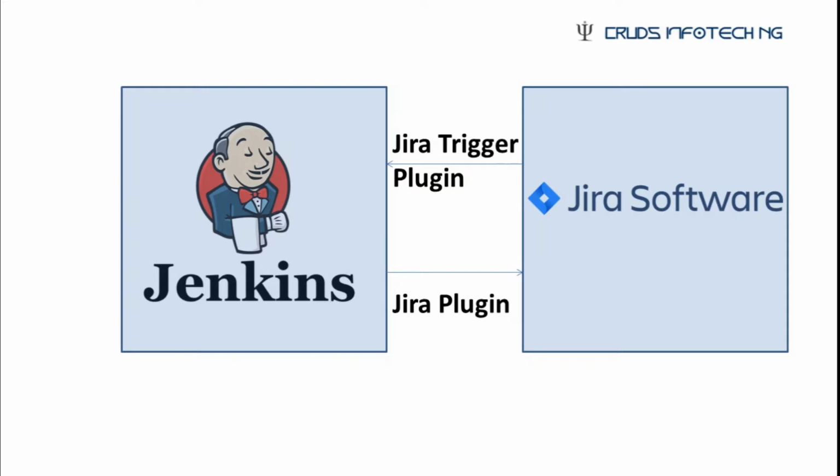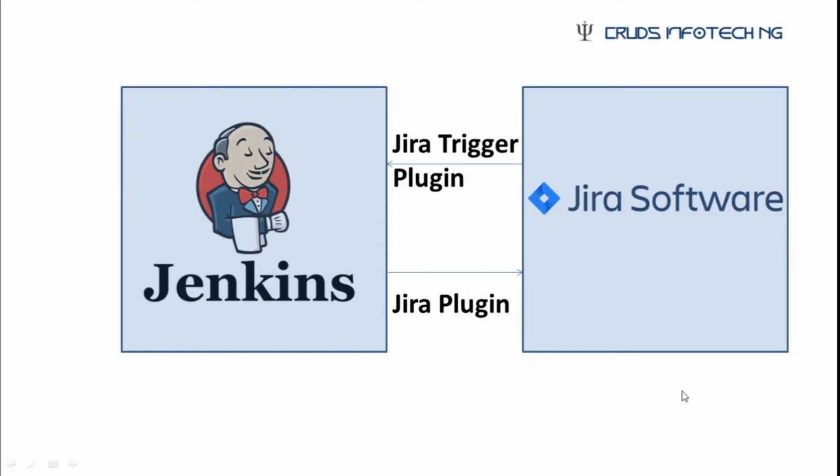The other scenario is as and when a job on Jenkins successfully or otherwise completes, the status of this particular job would need to be updated in some particular defect or issue in Jira. This is also possible using a plugin called Jira plugin. So in this short demo, I plan to demonstrate both these scenarios.